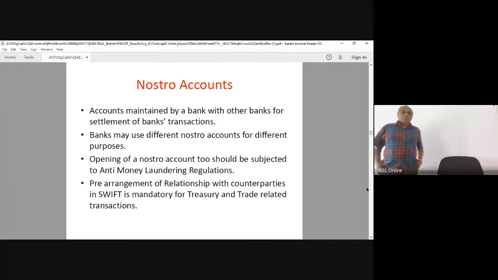Nostro accounts. Nostro accounts are maintained by a bank with other banks for settlement of bank transactions. Right? Banks may use different nostro accounts for different purposes. What do you mean by that?